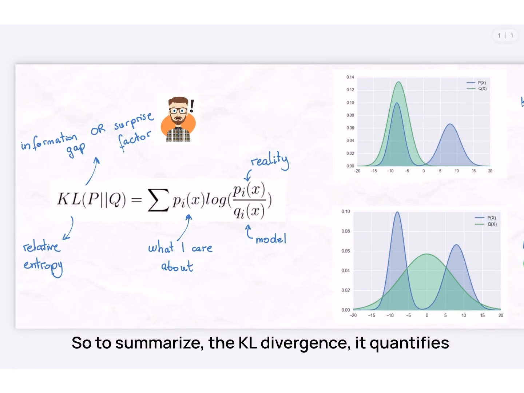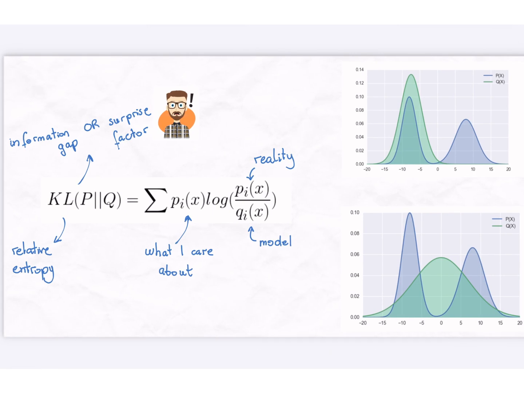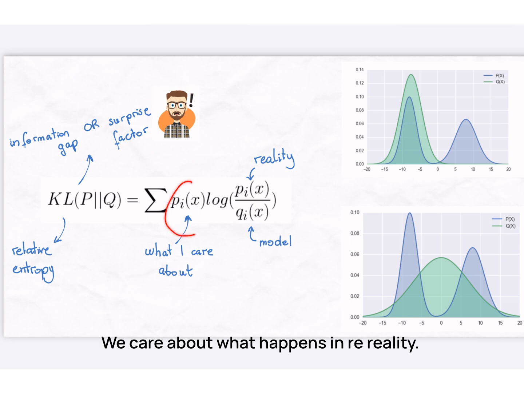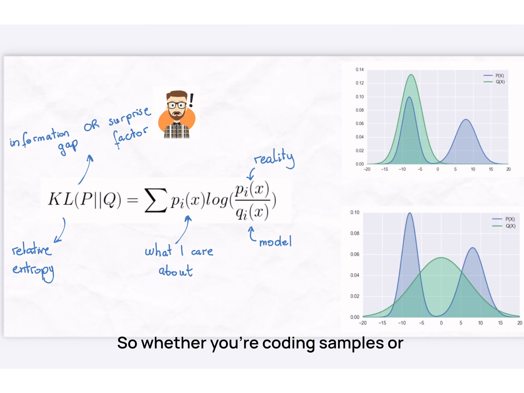So to summarize, the KL divergence quantifies how much one distribution differs from another, and it helps us model situations by minimizing surprises because we care about what happens in reality. So whenever we're surprised in reality, we want to penalize that. And when we include the KL in some kind of loss function, the bigger the penalty, that means the gradients are going to flow in such a way that the next time I run this, the penalty is going to be smaller. So whether you're coding samples, training a model, or analyzing distributions, KL is a powerful tool for guiding all of those.